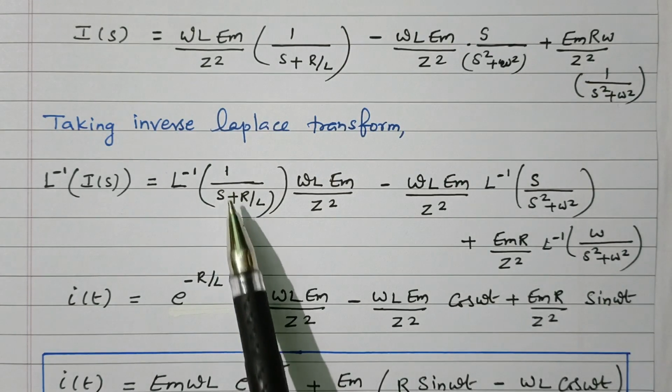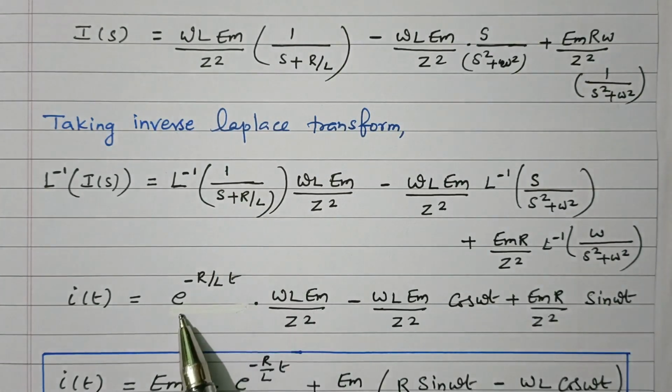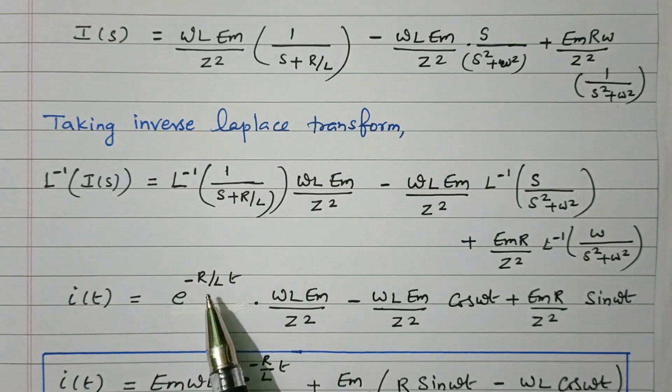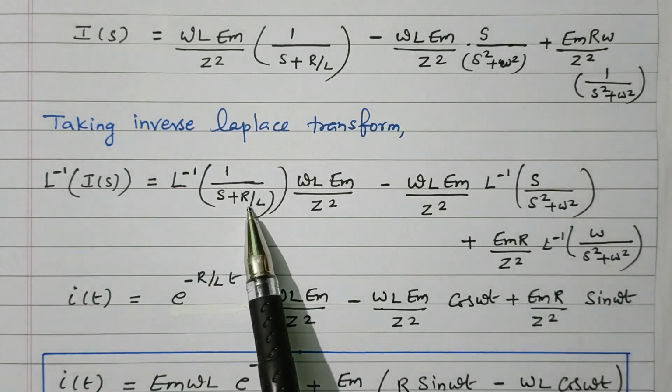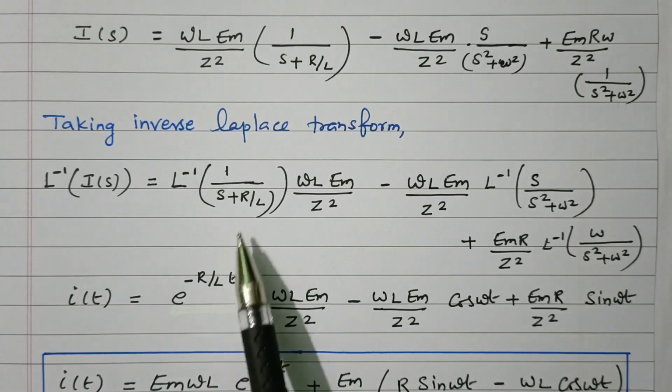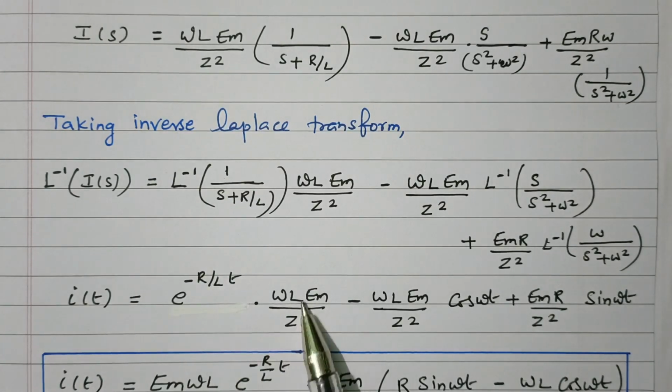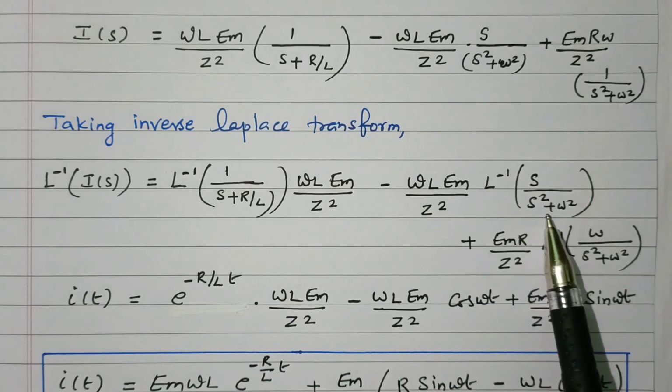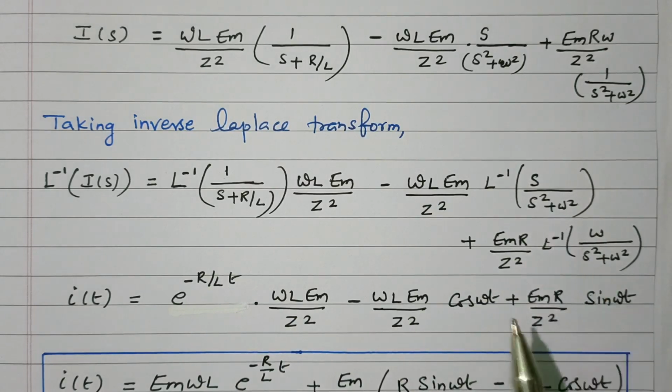So the inverse Laplace of 1 divided by s plus a is nothing but e power minus at, where a is nothing but r by L. This is constant and this term is constant. So the inverse Laplace of s divided by s square plus omega square is cos omega t. This is a direct formula.